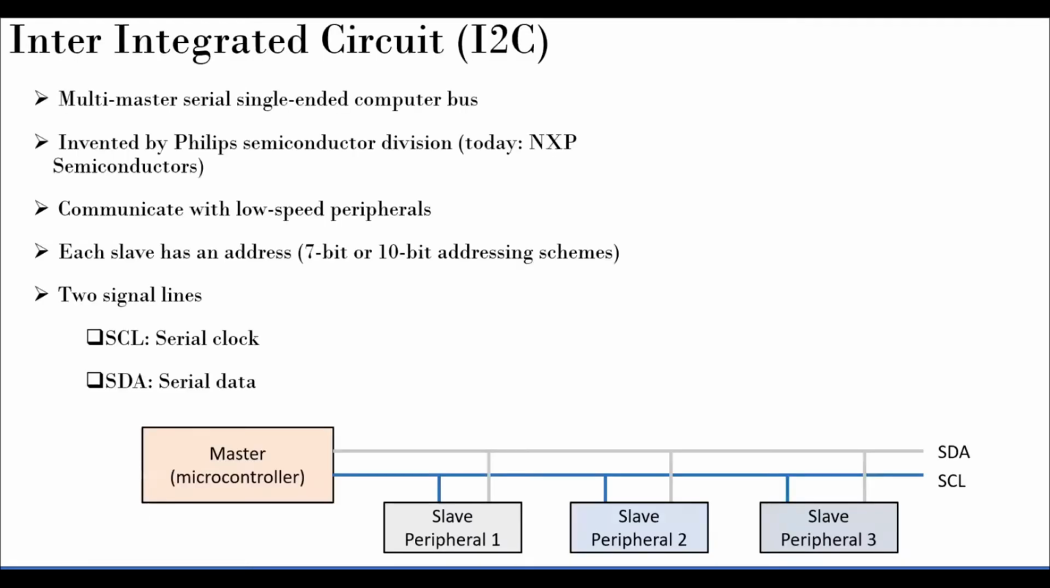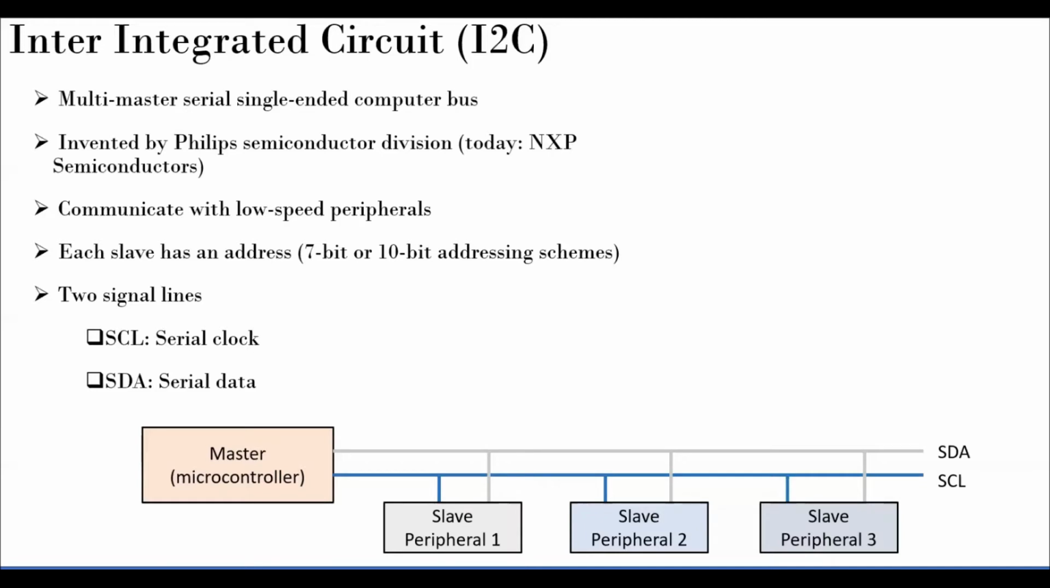I2C was invented or popularized by Philips Semiconductors, which is now commonly known as NXP. If you see NXP somewhere, please remember that it was started by Philips. Previously we saw UART is sort of one-to-one communication: there is one master and one slave, that's all. The reverse communication is not possible, so it was simple.